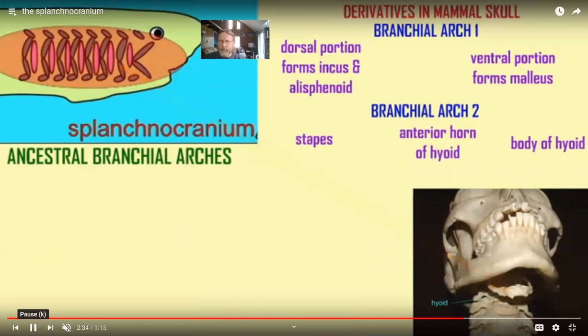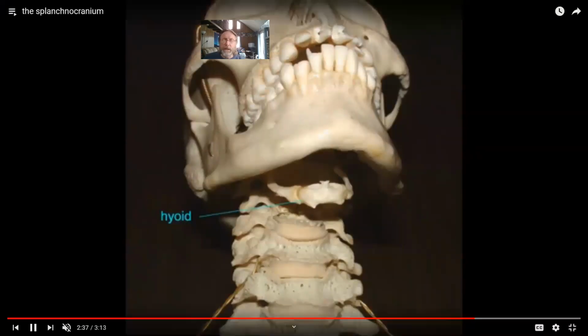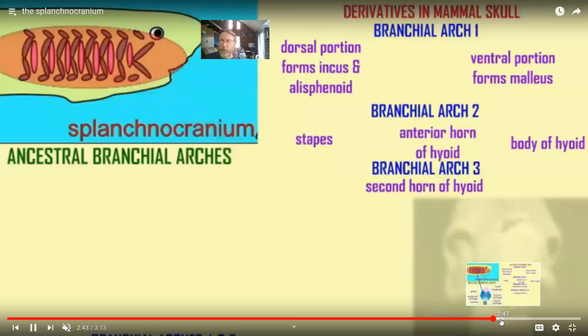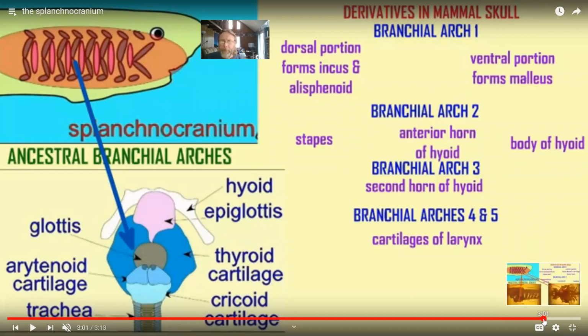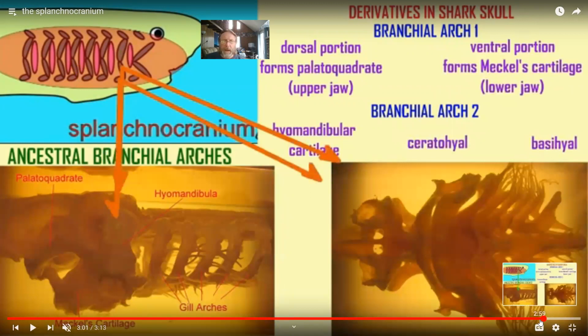The hyoid bone is just a small U-shaped structure, but it's actually quite complex and forms as multiple embryonic units come together and fuse. So this is a bone in humans which supports tongue muscles. It surrounds the larynx. And once again, forming from these regions of the splanchnocranium. Another portion of the hyoid comes from branchial arch 3. And then in our respiratory tract, the larynx is formed from separate pieces coming from branchial arches 4 and 5.